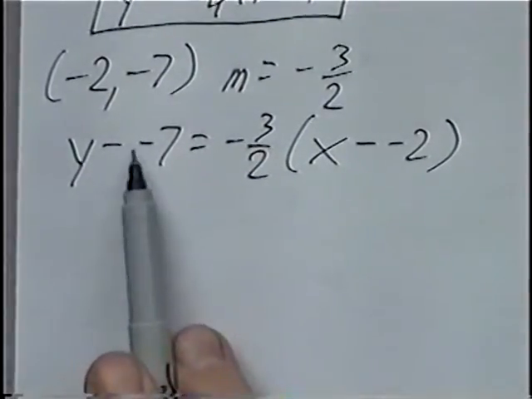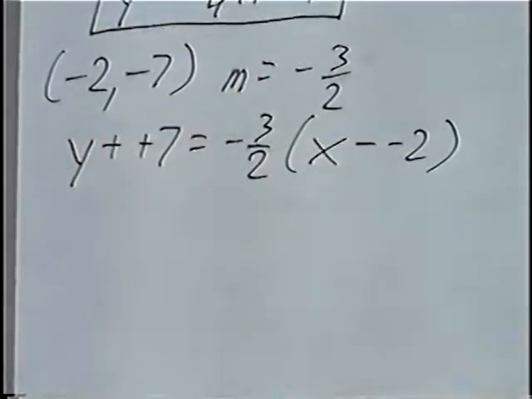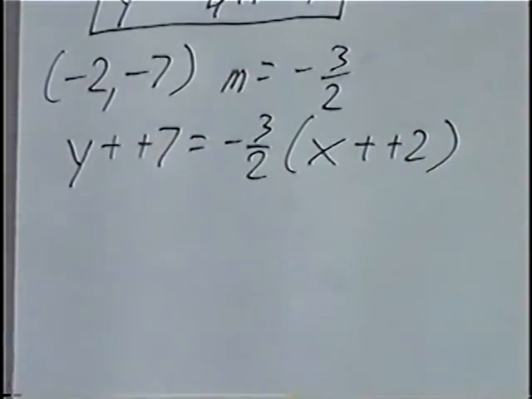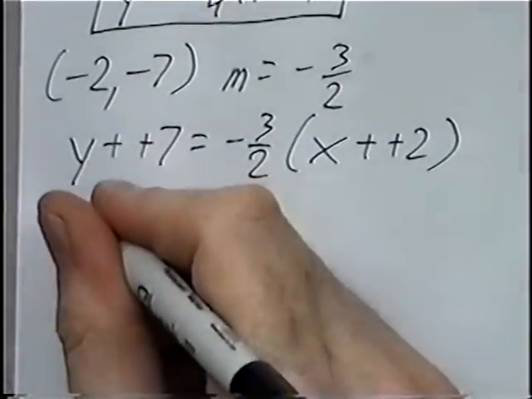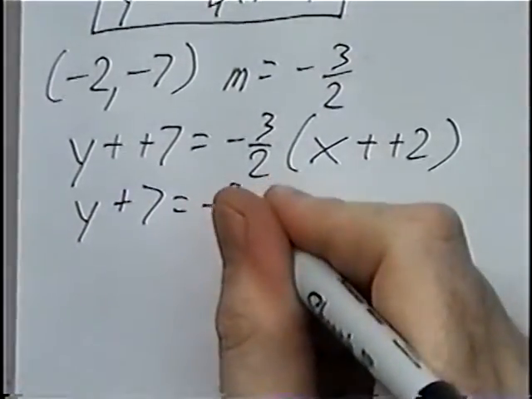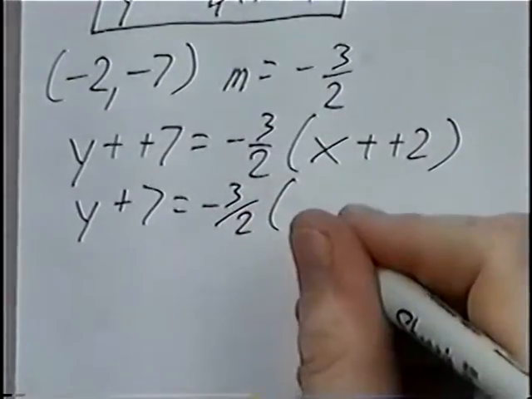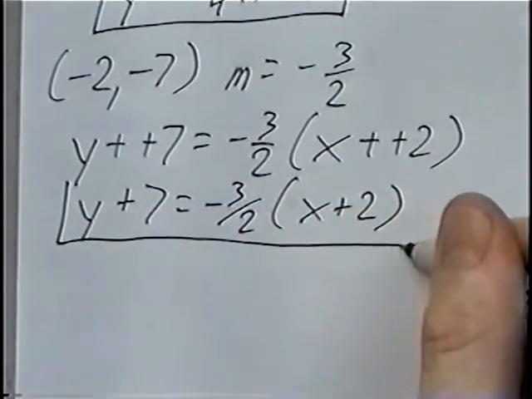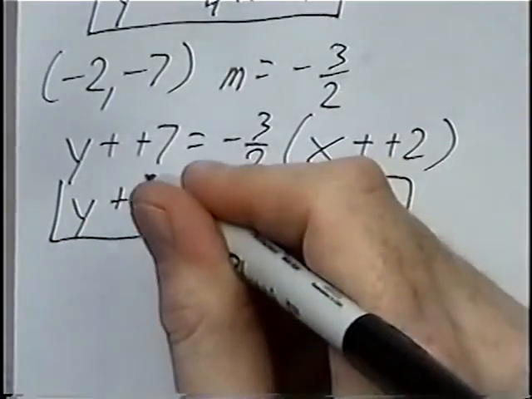Simplifying, minus minus we can change to 2 pluses, and minus minus we can also change to 2 pluses. So we'll have y plus 7 equals negative 3 over 2 times x plus 2, which will be our first answer, which is the equation in point-slope form.